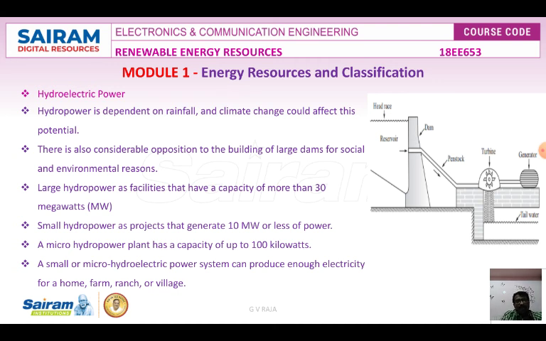Hydropower normally depends upon rainfall and climate change. Large hydropower will produce nearly 30 megawatts, small hydropower projects will produce 10 megawatts, and micro hydropower will generate 100 kilowatts. So the small or micro hydroelectric power systems produce electricity for home appliances, farms and villages.